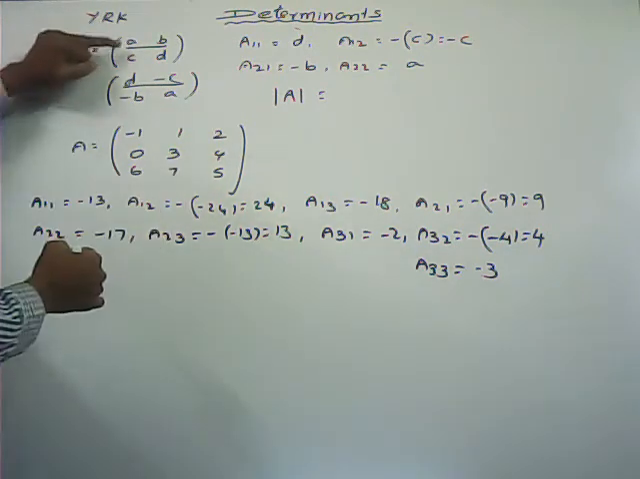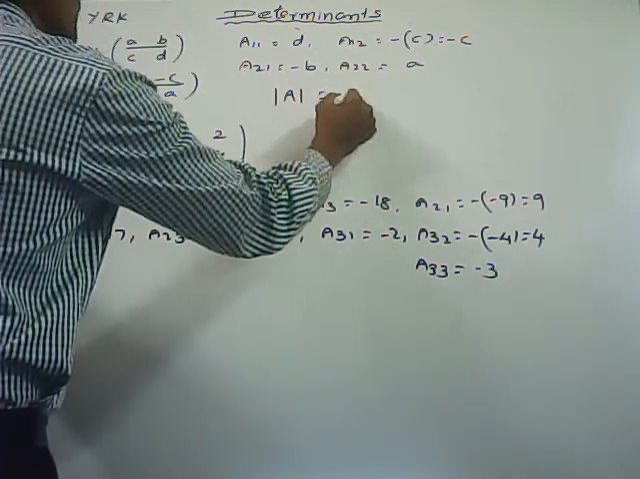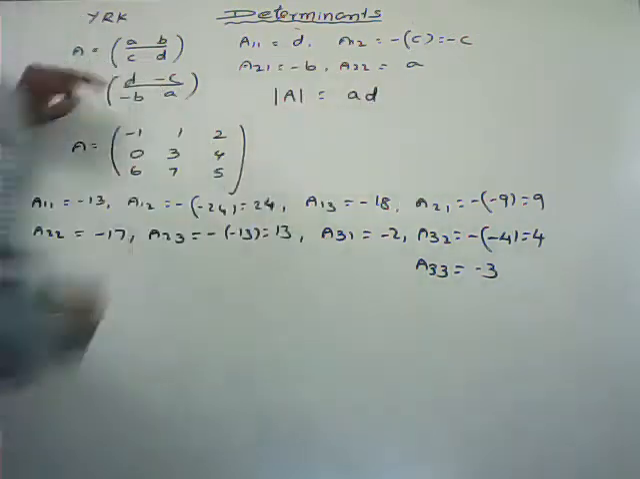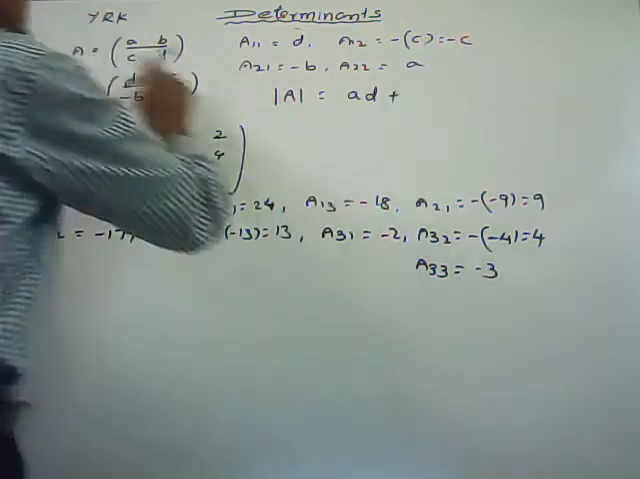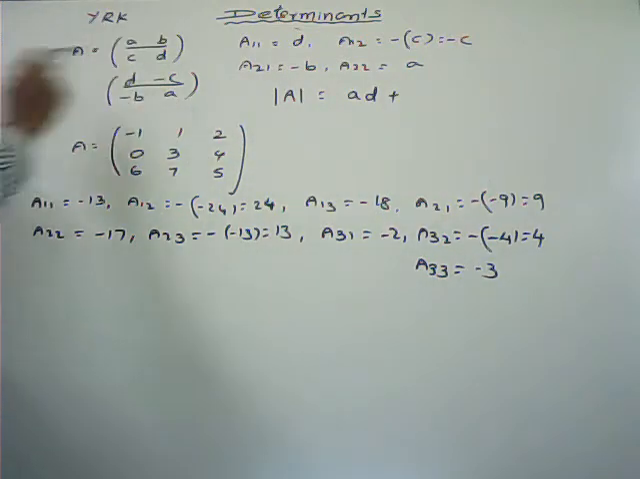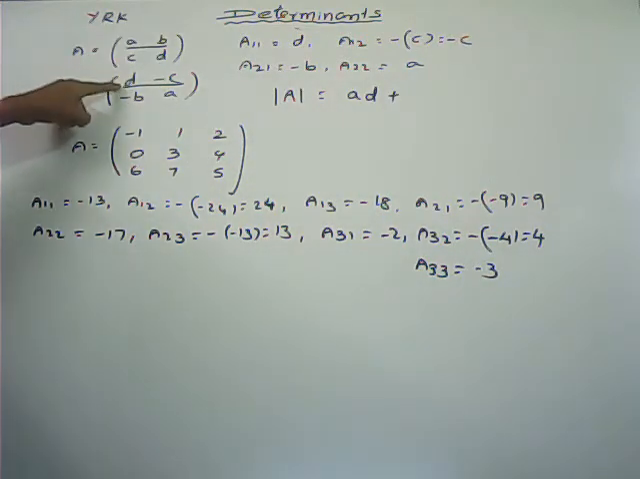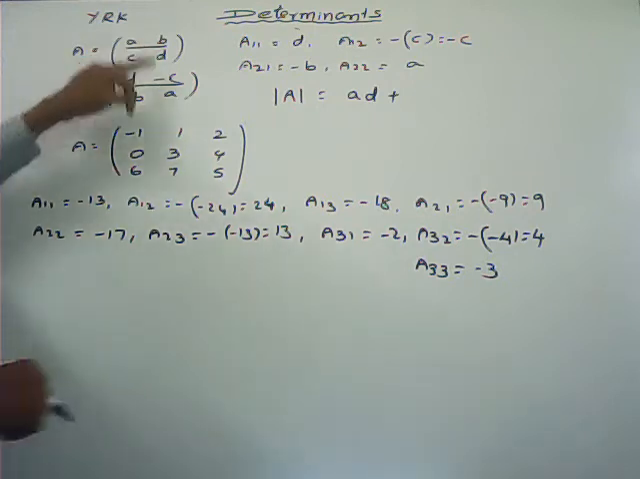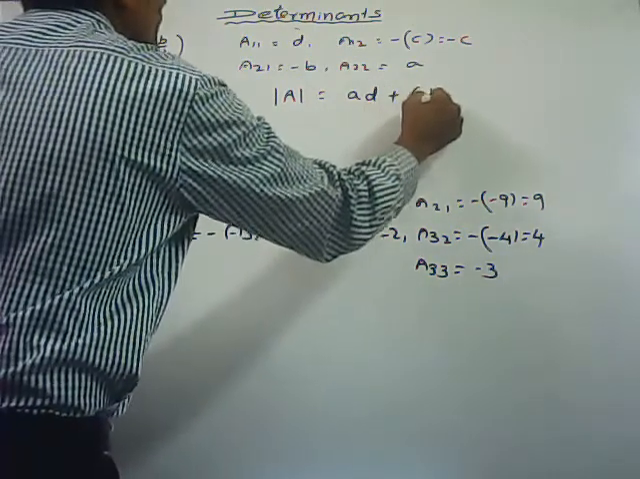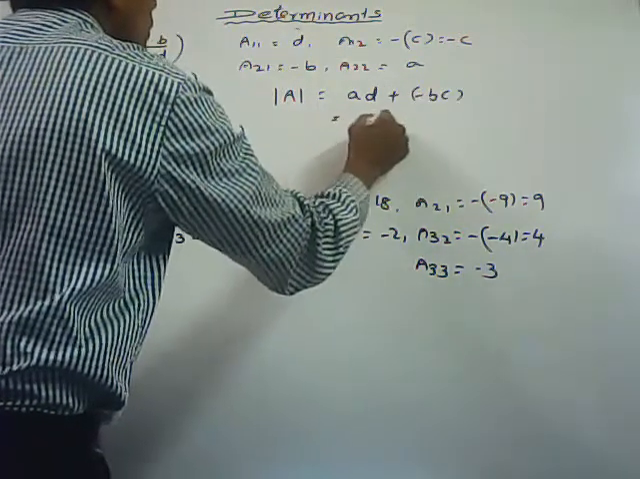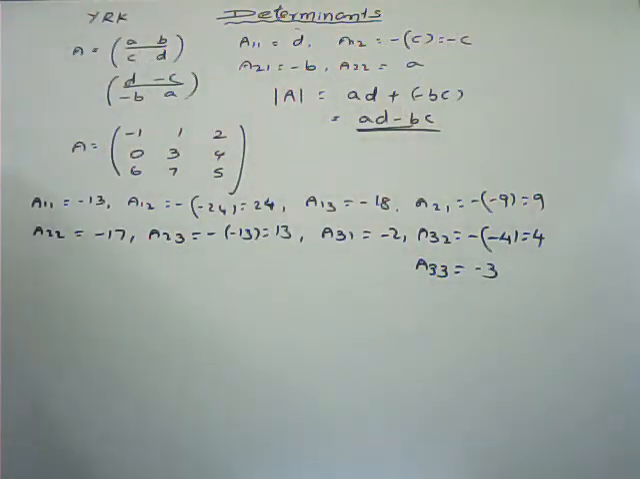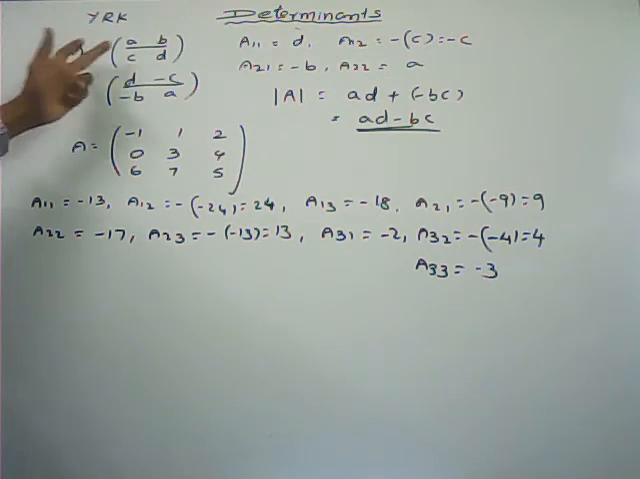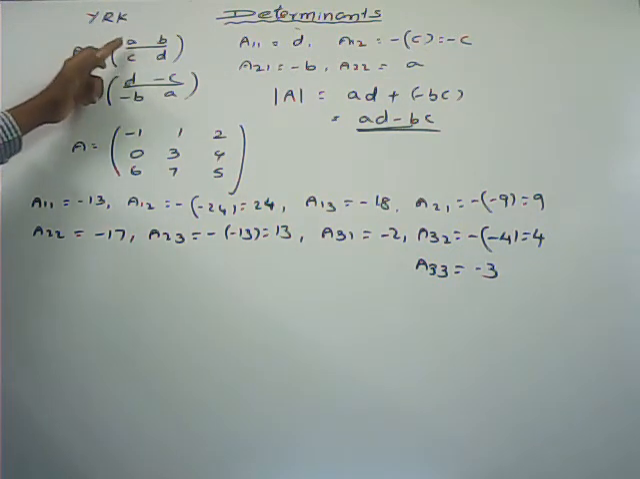See here, the first element a should be multiplied by its corresponding cofactor. The sum of the products of the elements of the first row with their corresponding cofactors: a into d plus b into minus c, that is minus bc. So that is equal to ad minus bc. So generally, for a 2 by 2 matrix [[a, b], [c, d]], we can say directly that the determinant of A is equal to ad minus bc.